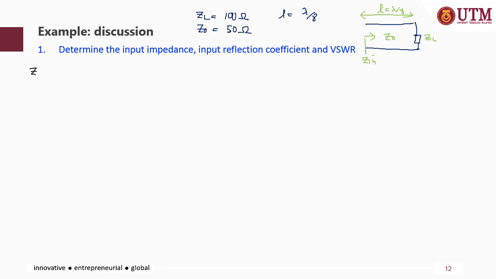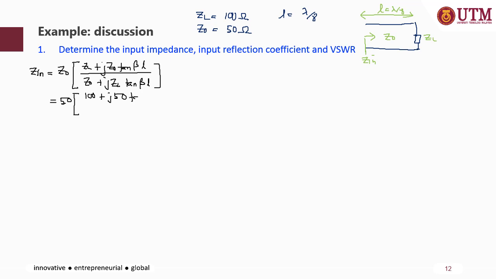So Zin equals Z0 times (ZL plus jZ0 tangent of beta L) divided by (Z0 plus jZL tangent beta L). You know the Z0, you know the ZL, so you can calculate this straight away. Your Z0 equals 50, ZL equals 100, plus j50 tangent beta.